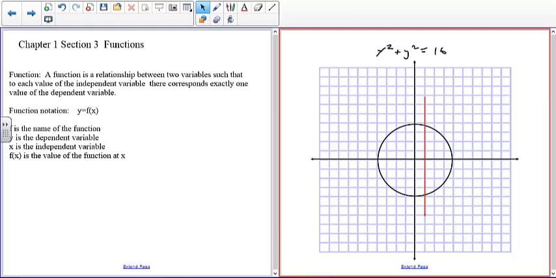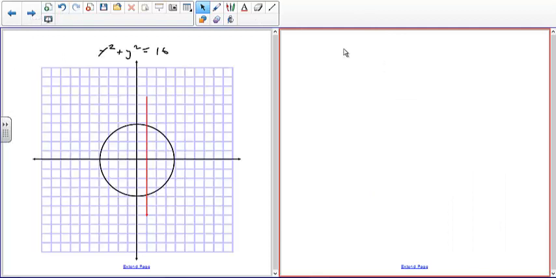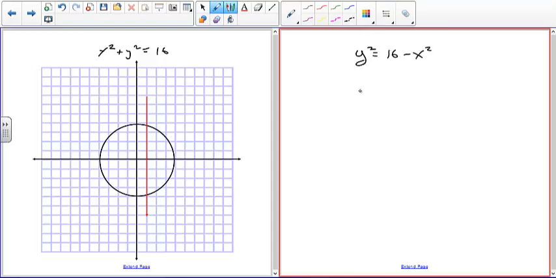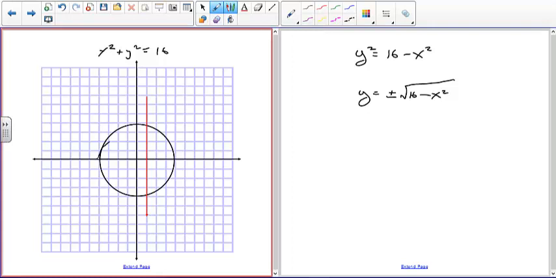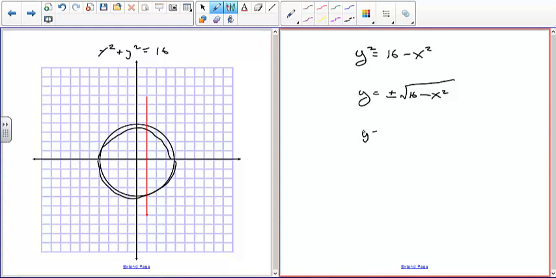If you did that, you'd say y squared equals 16 minus x squared, and then you take the square root. A lot of times people forget to do this, but you'd have a plus or minus. So the plus part would be the top part, and the negative part would be the bottom part. So these are functions, but this is not a function, and this is not a function. That's not a function either.